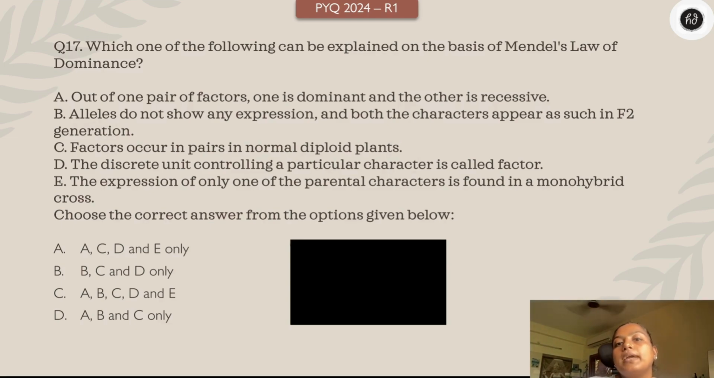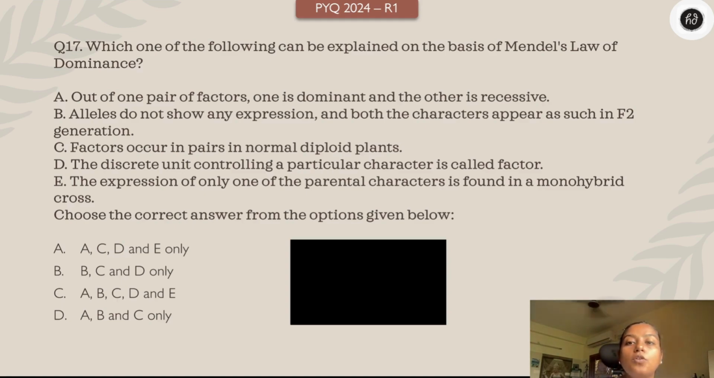Which one of the following can be explained on the basis of Mendel's law of dominance? A: Out of one pair of factors, one is dominant and the other one is recessive. B: Alleles do not show any expression and both the characters appear as such in the F2 generation. C: Factors occur in pairs in normal diploid plants. D: The discrete unit controlling a particular character is called factor. E: The expression of only one of the parental characters is found in a monohybrid cross. Choose the correct answer from the options.